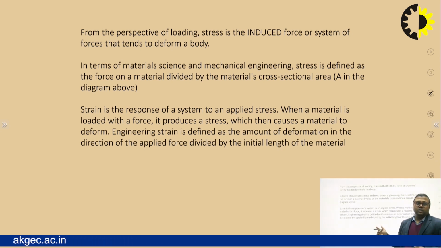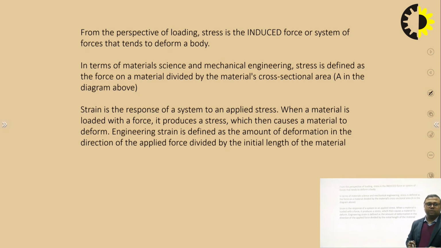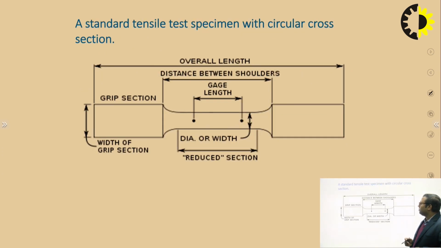Coming on to the strain, engineering strain is defined as the amount of deformation in the direction of applied force divided by the initial length of the material. So if the amount of deformation is more, then strain will be more. If the amount of deformation is less, then strain will be less.